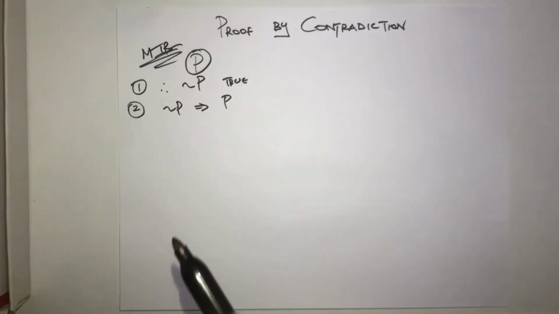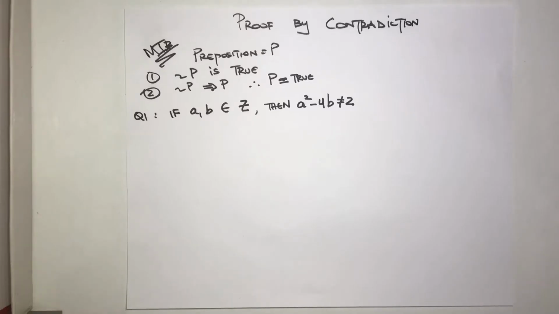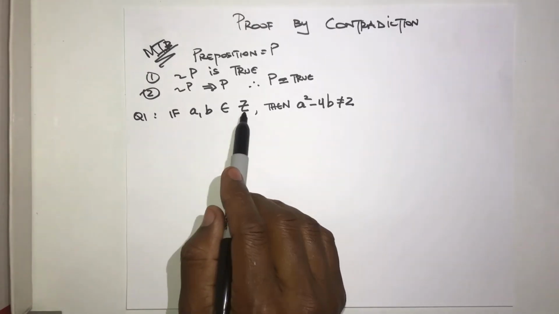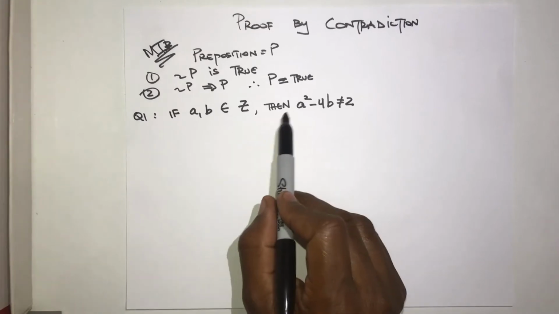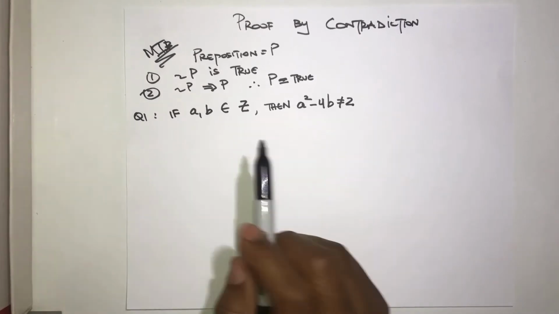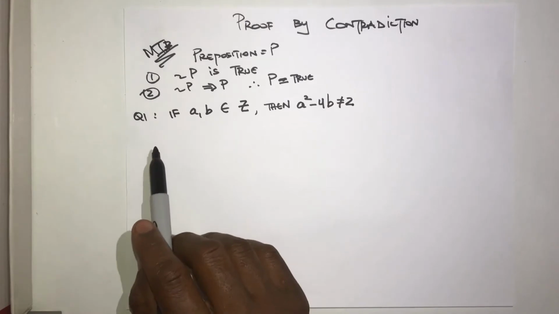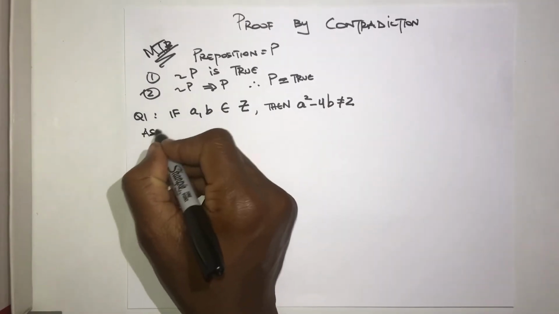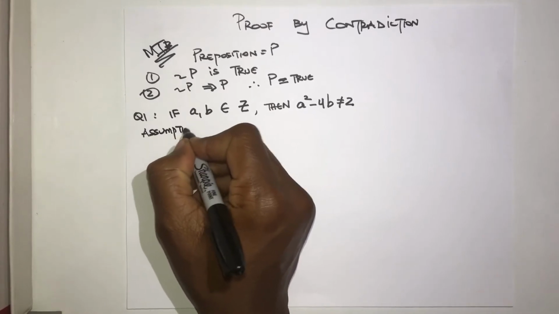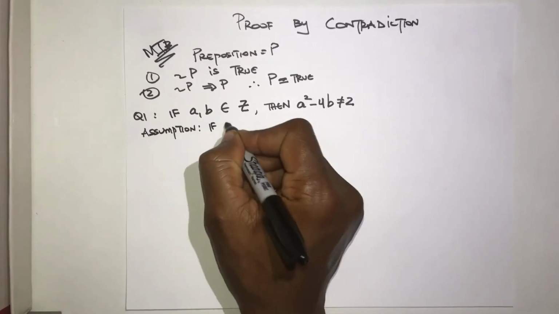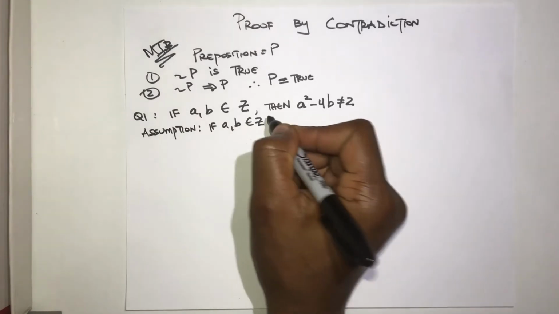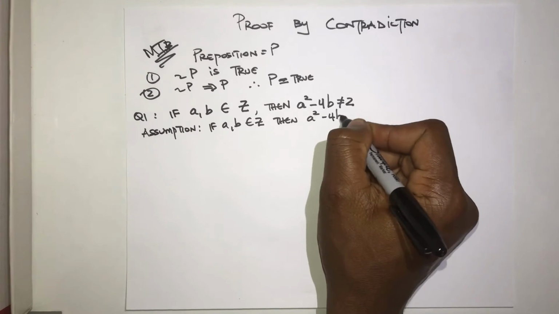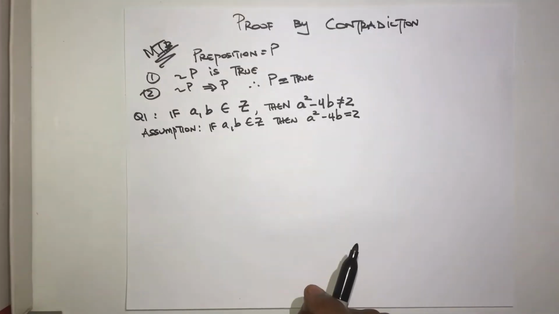Now let us look at an actual question. Now let us consider this question here. If A and B are elements of Z, which is an integer, then A squared minus 4B is not equal to 2. The first thing to do is assume the negation is true. So the assumption for this question would be if A and B are elements of Z, then A squared minus 4B is actually equal to 2.